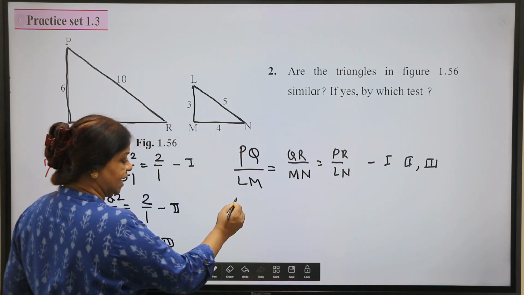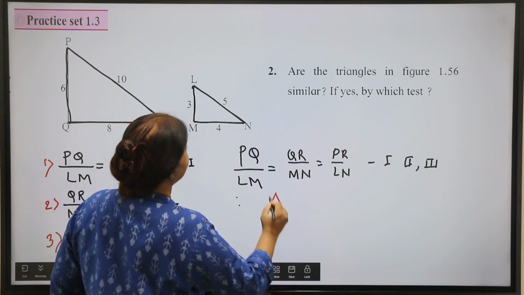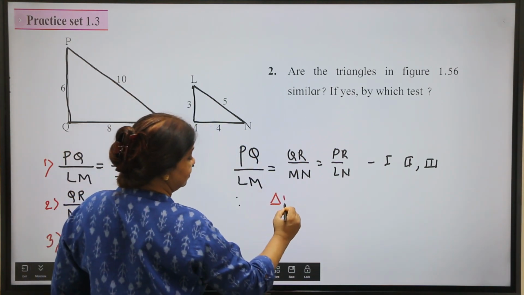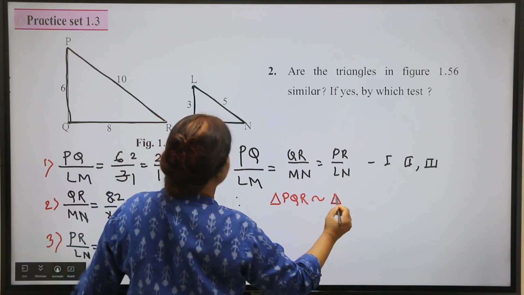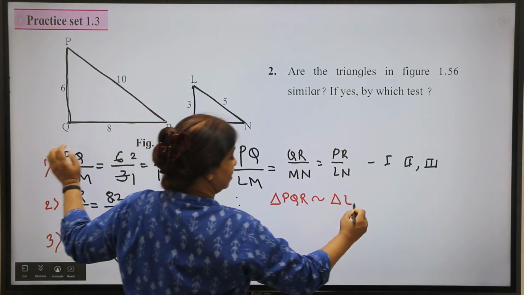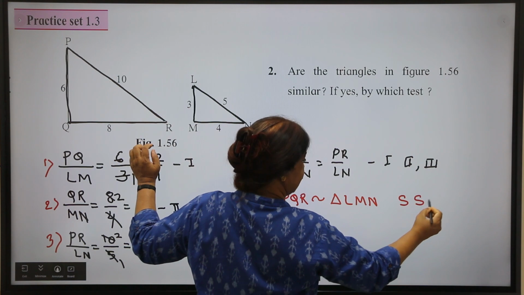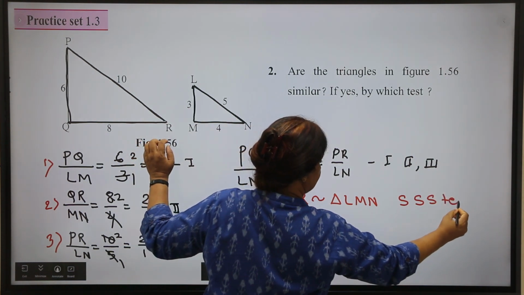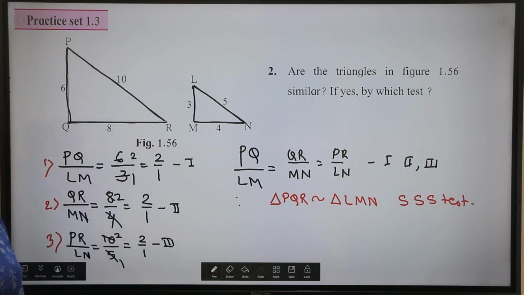So we can say, therefore, triangle PQR is similar to triangle LMN by the side test. You can pause the video, children, and you can solve the sum.